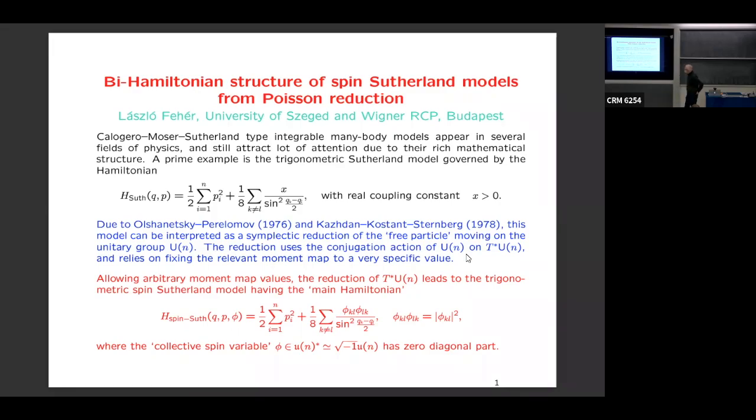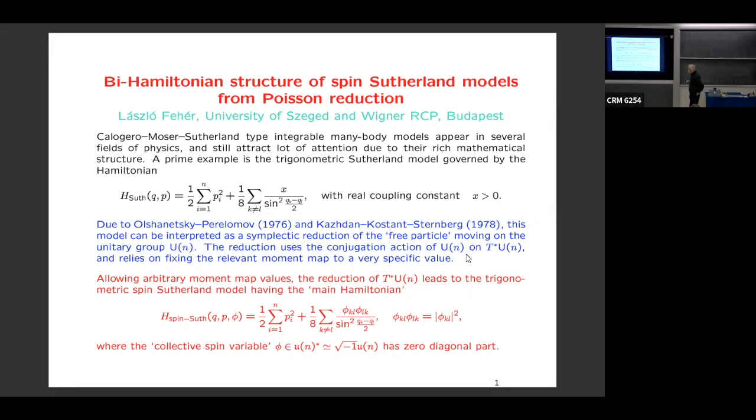So let me start this talk. I spent three years on bi-Hamiltonian structures of Sutherland type models. So I report some kind of summary of what I was trying to do.